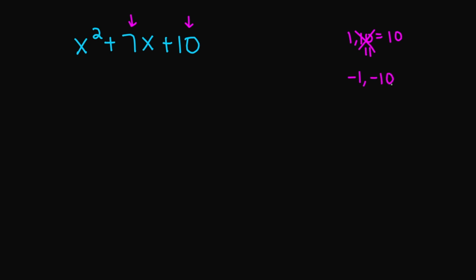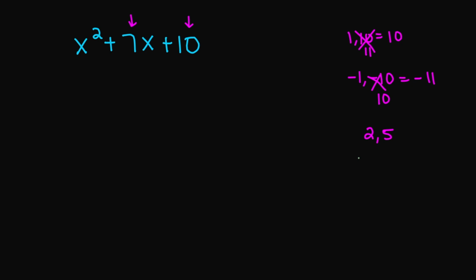So -1 plus -10 is going to give me -11. And then if you multiply -1 times -10, that's going to give you a +10. And as you can see, no, we cannot use this either, because we're looking for 7 when I add or subtract, and I'm looking for 10 when I multiply. So now let's try 2 and 5.